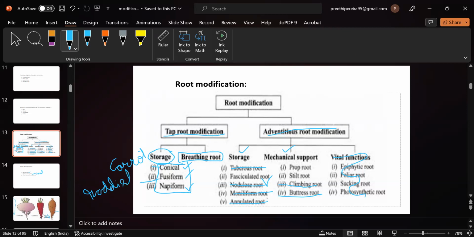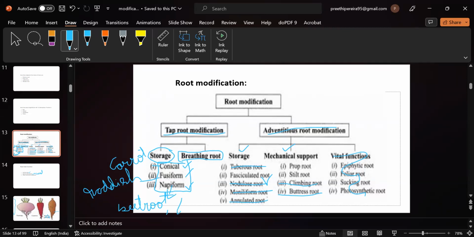For napiform example is beetroot and turnip. Turnip is what? Nool kol. Everybody knows the turnip vegetable. Should I show the picture? Turnip, 1 minute. Okay. First write down this, then I'll show you the picture.